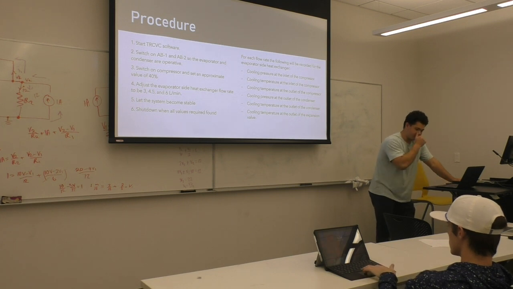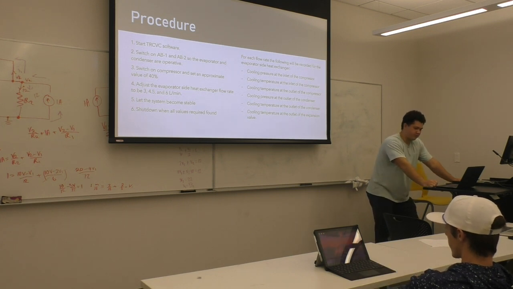For each of these flow rates, we're going to find the following values: the cooling pressure on the inlet side of the compressor, cooling temperature at the inlet of the compressor, cooling temperature and pressure at the outlet of the compressor, cooling temperature at the outlet of the condenser, and the cooling temperature at the outlet of the expansion valve.